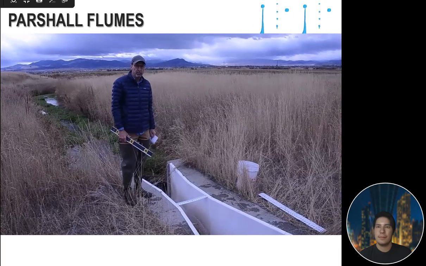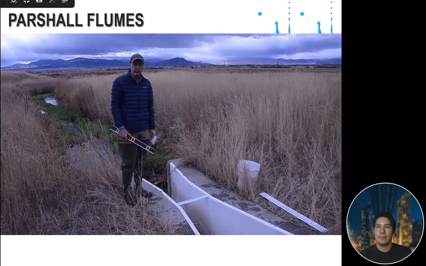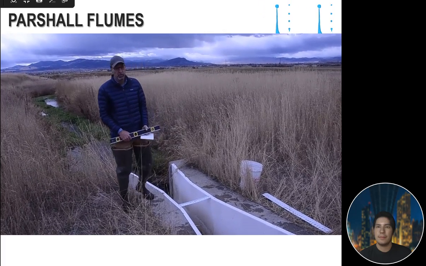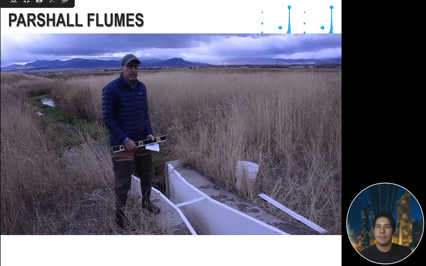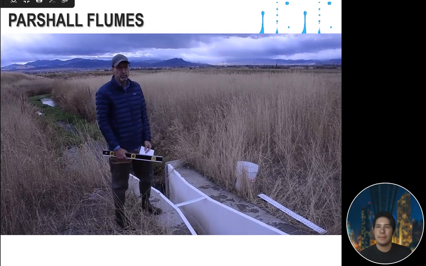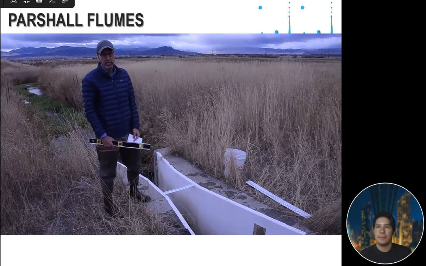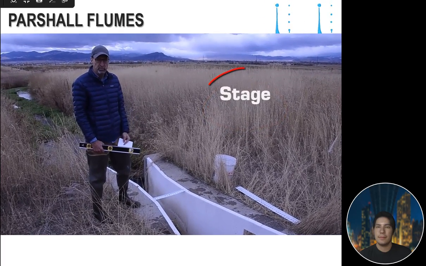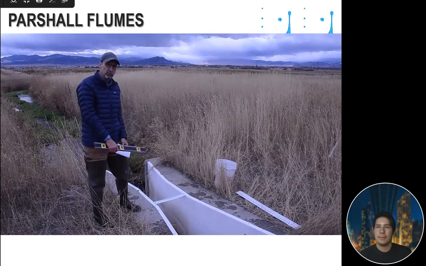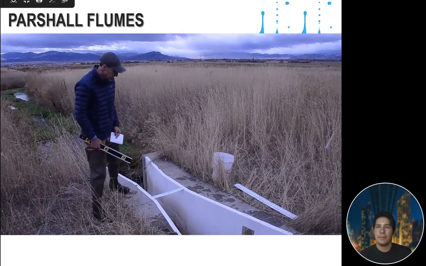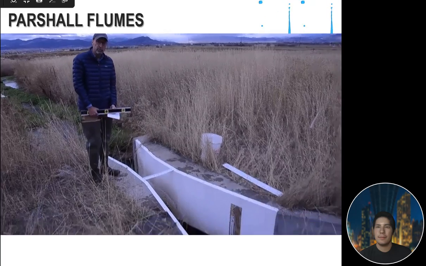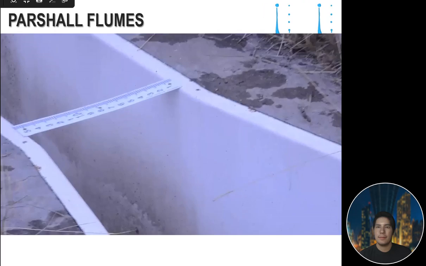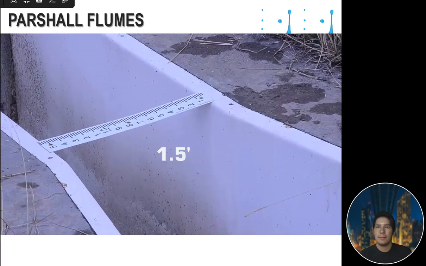Okay, so now that we have made sure that this is a properly functioning partial flume, last thing we want to do is get our discharge measurement. We need two things to get a discharge measurement. One is we need to know the size of the flume, and secondly, we need to know what the stage is, or the staff gauge reading of the water moving through the flume. So to determine the size of the flume, for partial flumes, they're always designated by the width of the contracted throat section here. In this case, it's 1.5 feet.